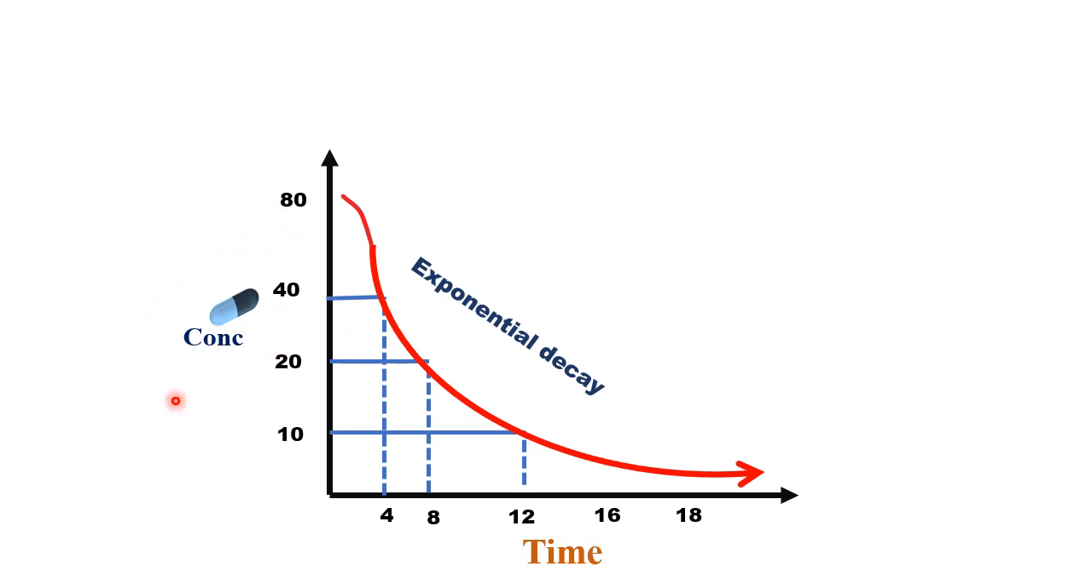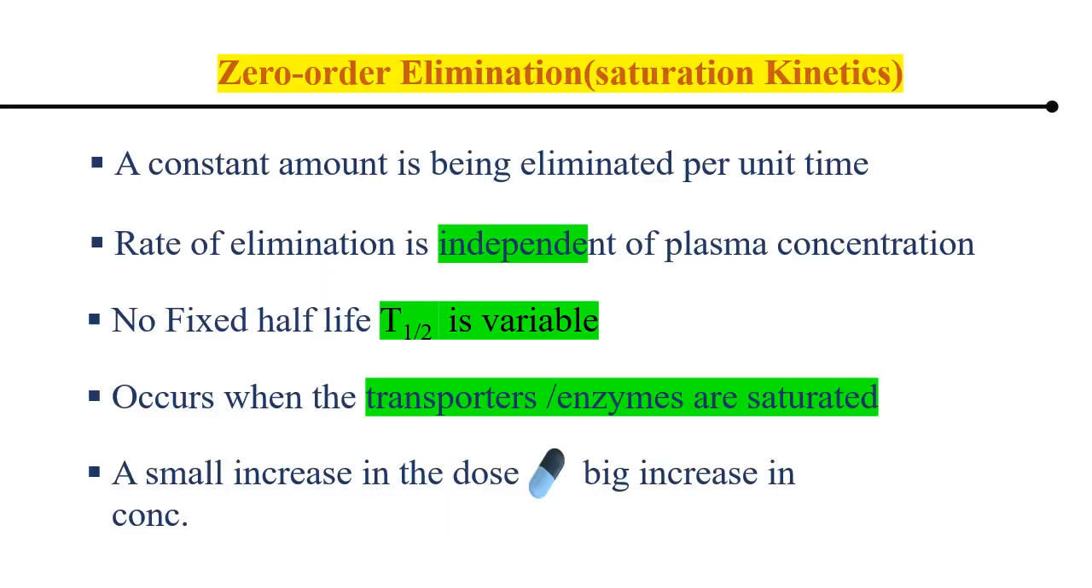Here it is the plasma concentration of the drug versus time. On the x-axis we took time and on the y-axis we took plasma drug concentration. 80 mg at 0 time. When it converts to half, to 40 mg, 4 hours. When 40 to 20, 8 hours. 20 to 10, 12 hours. So the curve is exponential, not linear. We can see an exponential curve in first order kinetics.